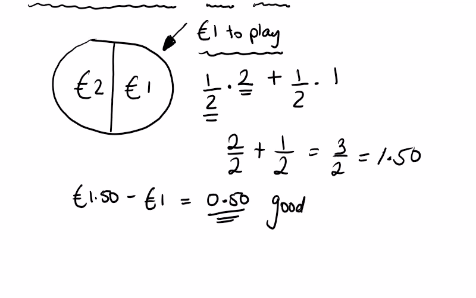And you may see these keywords. This is a good bet. A bad bet, this number would have to be less than 0, we'd be losing money. And a fair bet, this number is equal to 0. We may see that in some later questions.